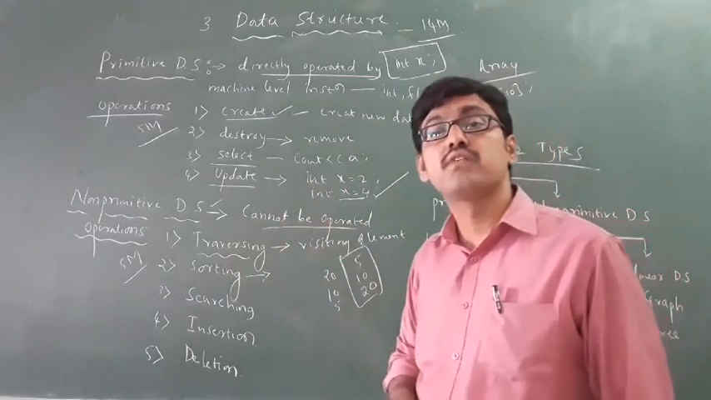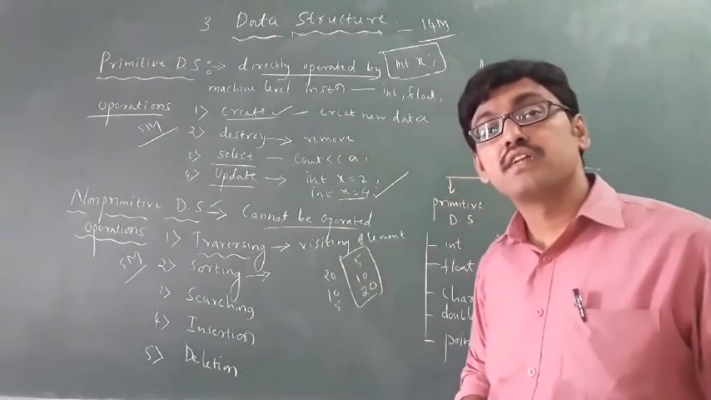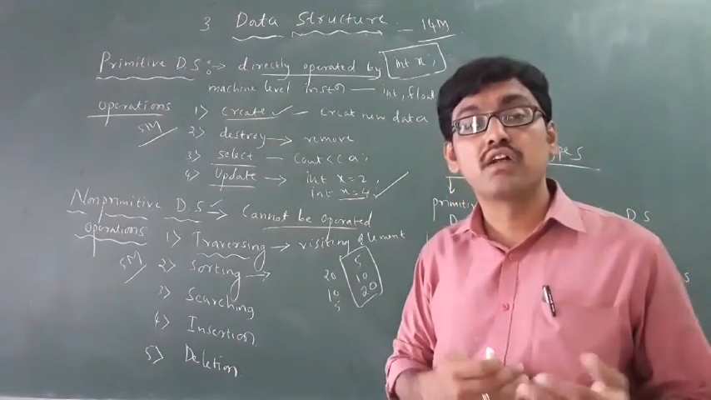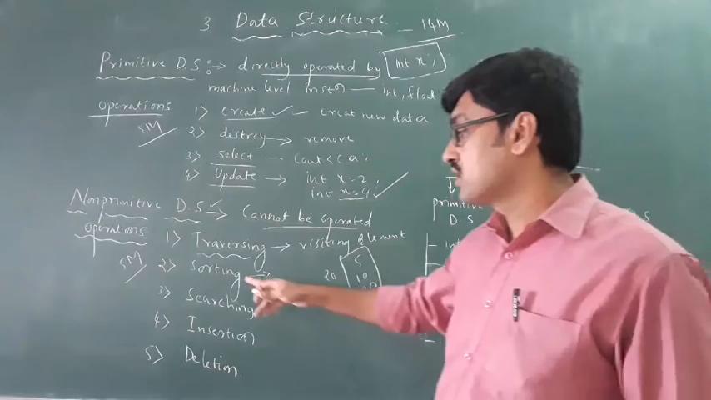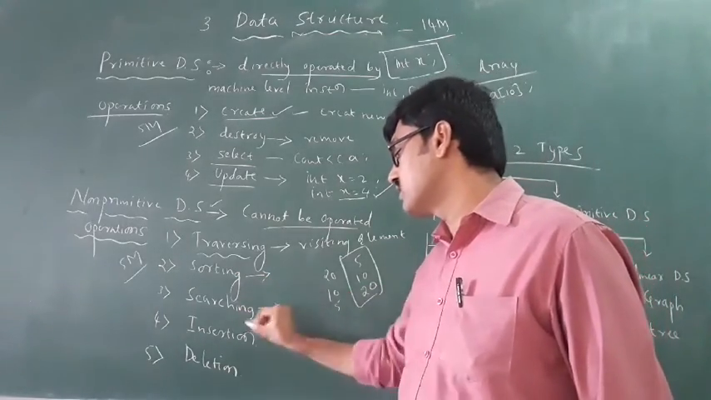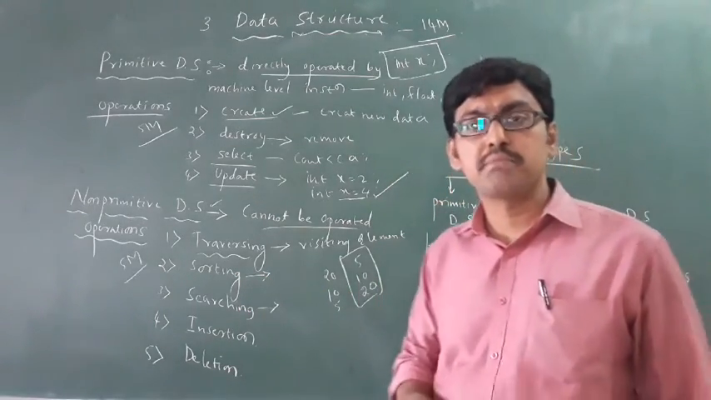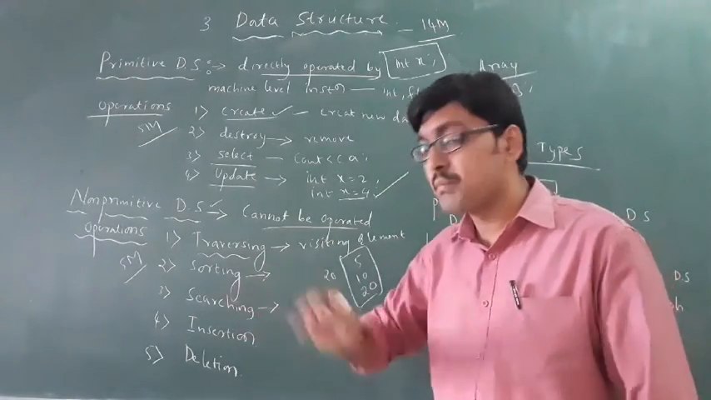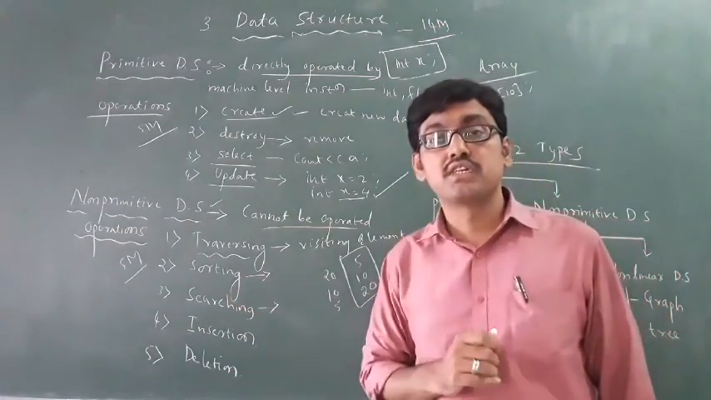It is a process of arranging the elements in ascending or descending order. That is called sorting. Searching. What is searching? Searching means, for example, in a computer you have to search for any file. How is it possible? Because of this searching operation.